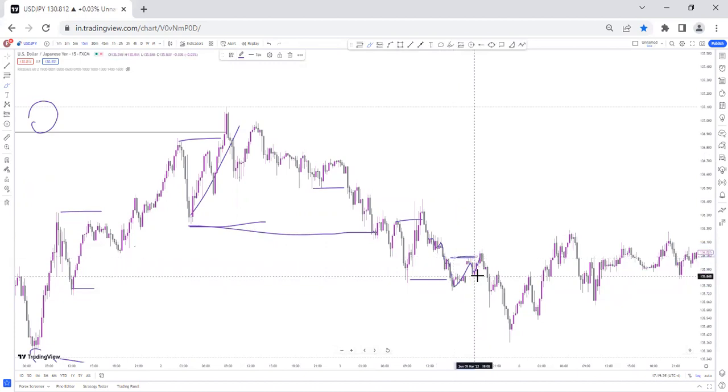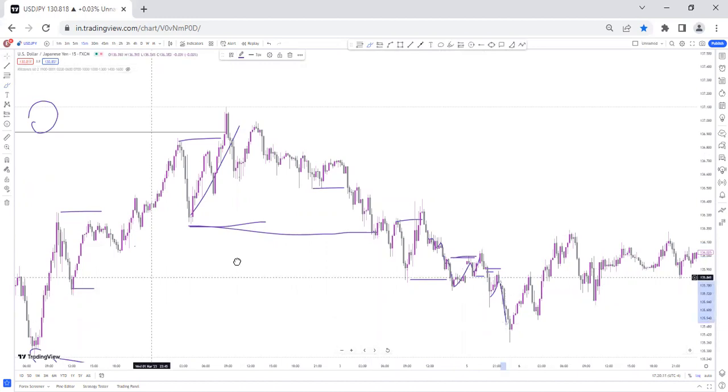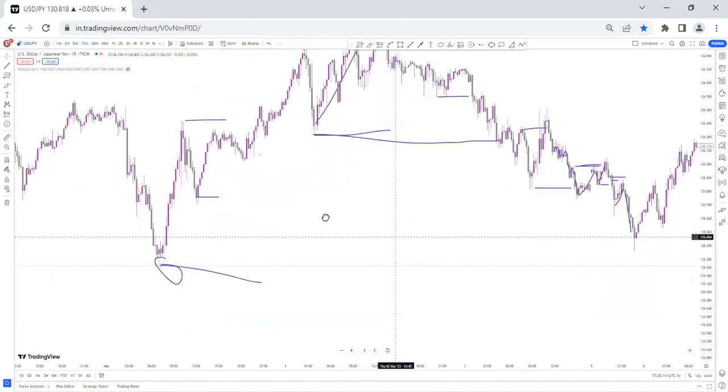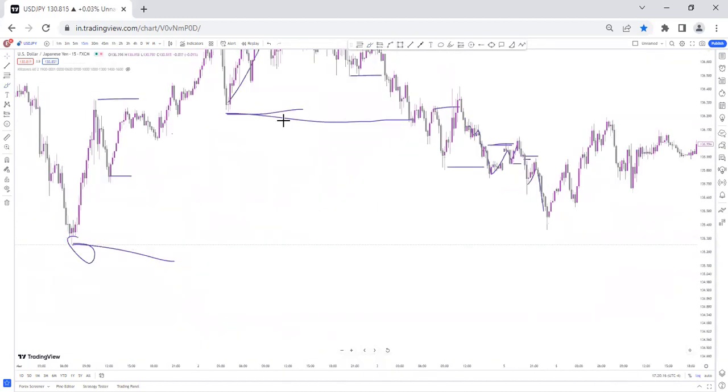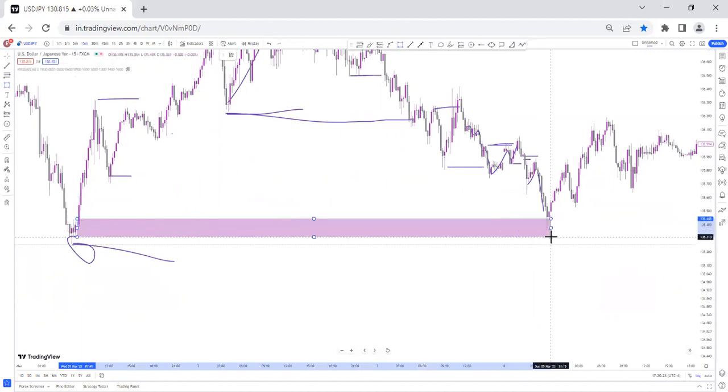We have this nice change of character here. You see the little pullback that mitigated something here before this push to the downside as well. You see, it's all about liquidity and the market structure, isn't it? And you see our price pushed back down to mitigate this nice one here, which had this nice fair value gap and stuff like that. So you see, we have this nice mitigation.